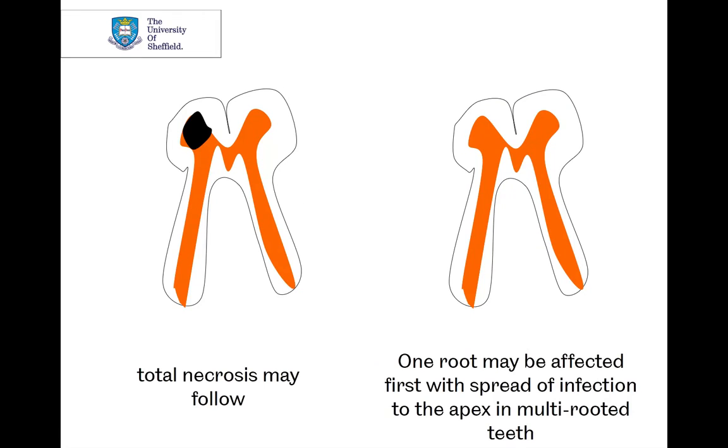So here we have a localized area of pulp necrosis, and if that's left completely untreated, you may well end up with necrosis of the whole pulp. Blood supply is compromised and the whole lot dies. One thing that's worth remembering though, in terms of the pattern of pulp necrosis, is that in multi-rooted teeth that may not always be the case.